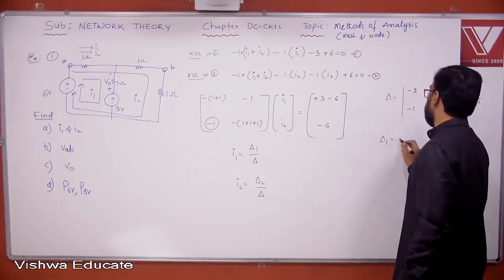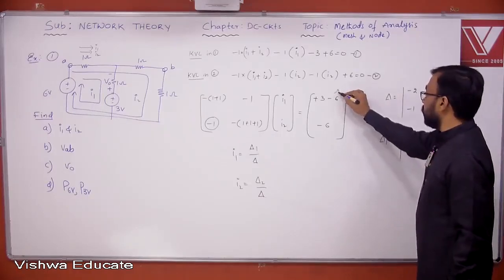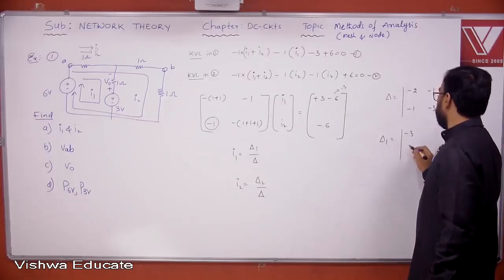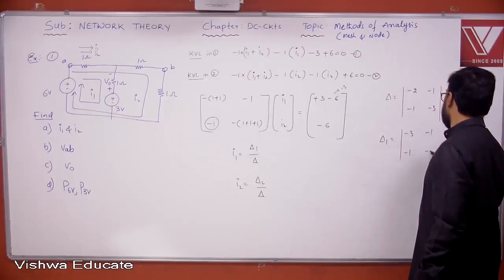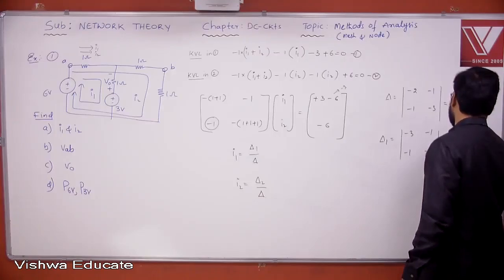Delta 1 is equal to, what is this actually here? Minus 3, right? So minus 3 minus 1, minus 1, minus 3. So what is this, 3 threes? 9 minus 1. This is 8.